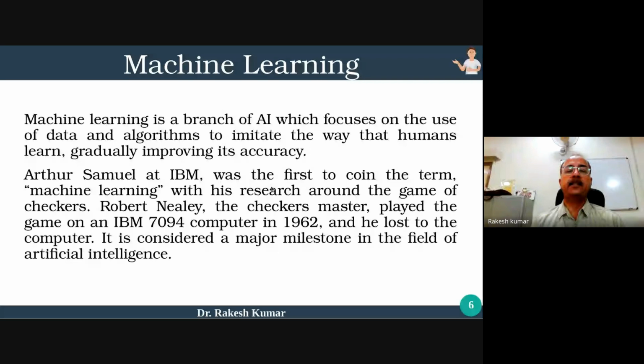Again, this is the learning capability of the program, that it was imitating the human being's learning behavior. It was improving its performance gradually, and it was able at that time to defeat the number one player of the US, Robert Nealey.